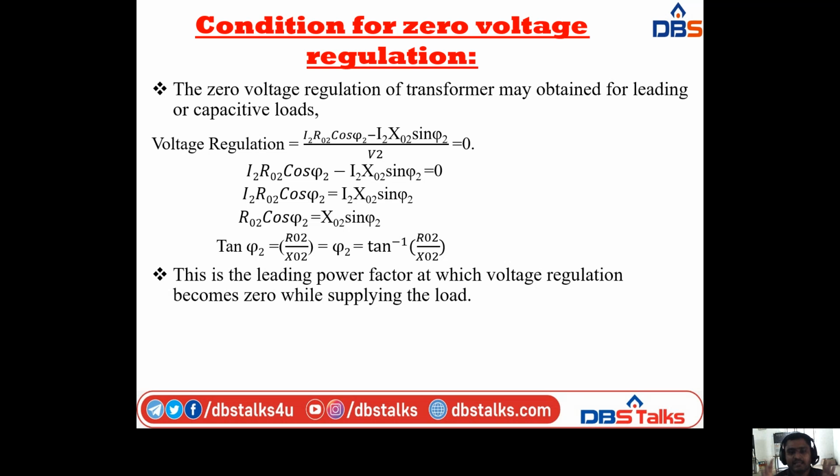So this is the leading power factor at which voltage regulation becomes zero while supplying the load. Okay. So for the maximum voltage regulation condition, we have phi 2 equal to tan inverse of X02 by R02, and for zero voltage regulation, we have phi 2 equal to tan inverse of R02 by X02. Okay, this is the condition for zero voltage regulation.